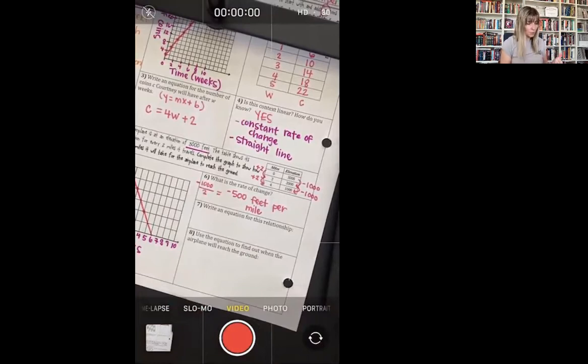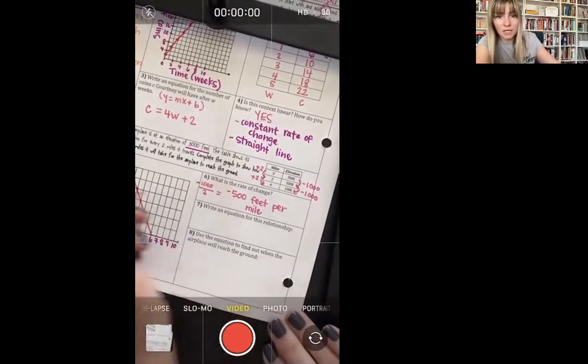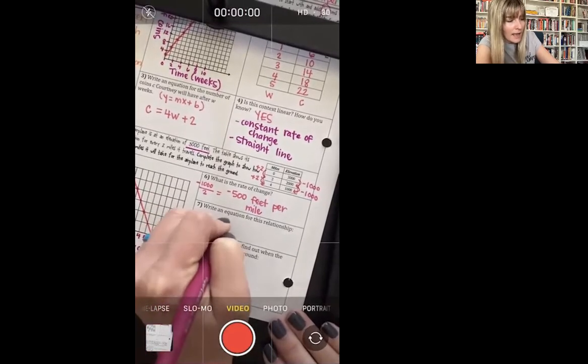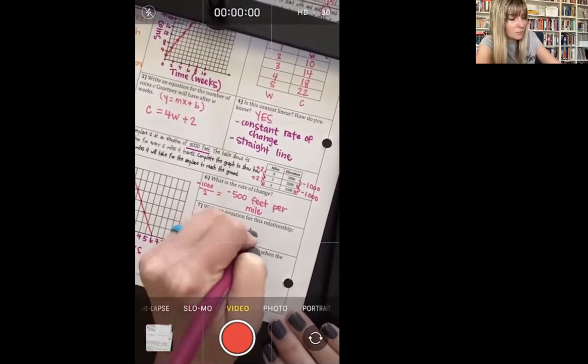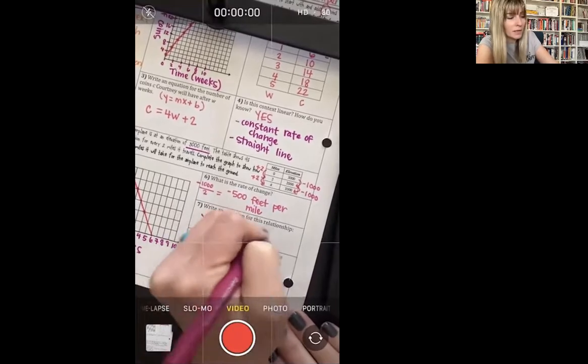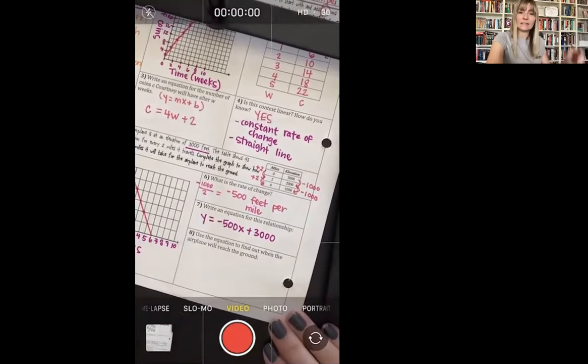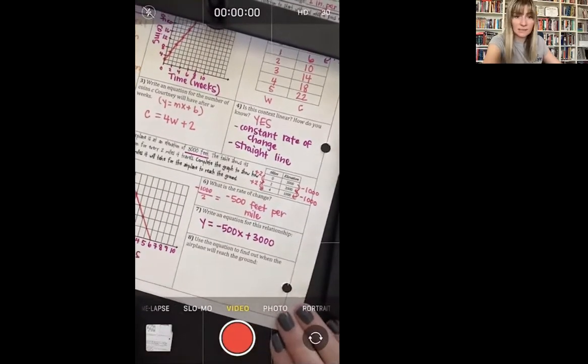All right. Let's write an equation for this relationship. So I now have rate of change, which is m. So I'm going to say y equals mx plus, what was the starting point here? 3,000. 3,000 feet at 0 miles when they started measuring this. Probably when they started their descent.